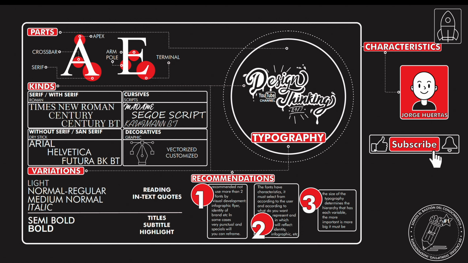And third, the size of the typography determines the hierarchy of each of the variables. The more important is bigger, and if it's less important it's smaller. So that is very important, because if you want to say that something is very important, you put a bigger typography with more points, and if it's less important, please choose something smaller.